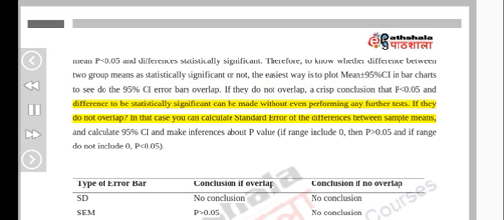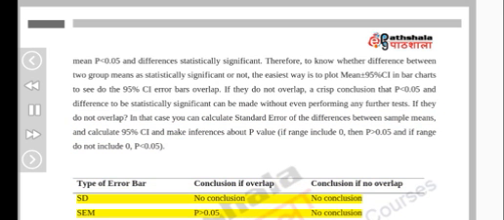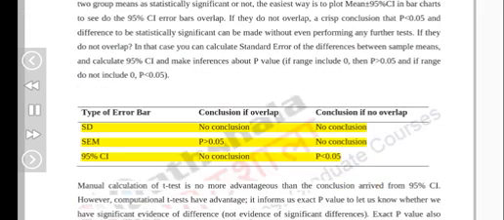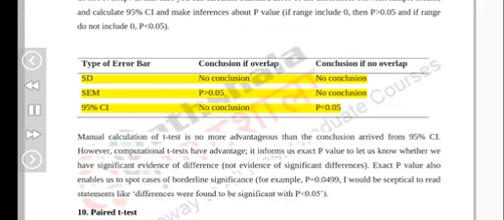If they do not overlap, in that case you can calculate the standard error of the differences between sample means, and calculate the 95% CI and make inferences about the p-value. If the range includes 0, then p is greater than 0.05, and if the range does not include 0, p is less than 0.05. Type of error bar: conclusion if overlap, conclusion if no overlap. SD: no conclusion. SEM: p greater than 0.05, no conclusion. 95% CI: no conclusion, p less than 0.05.